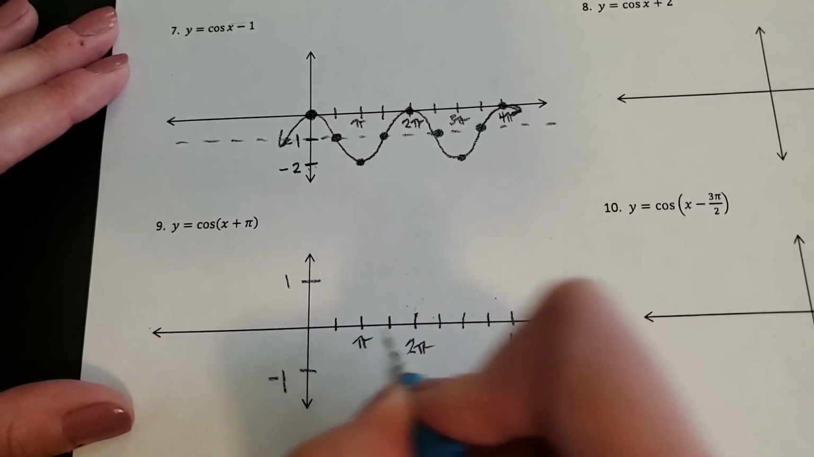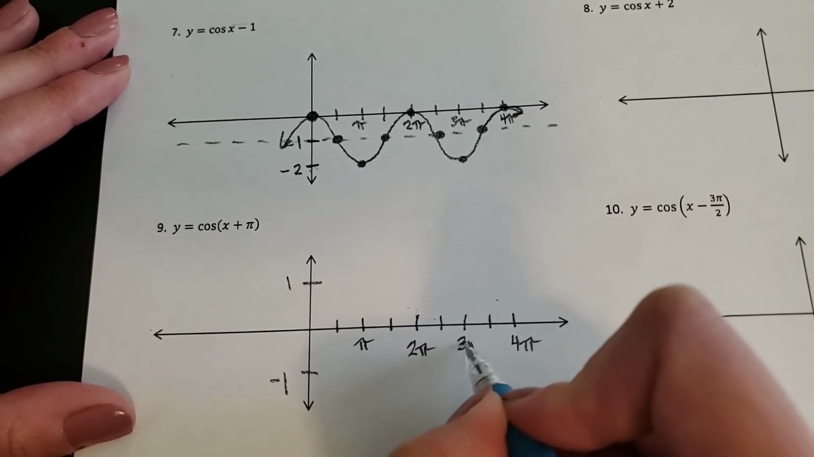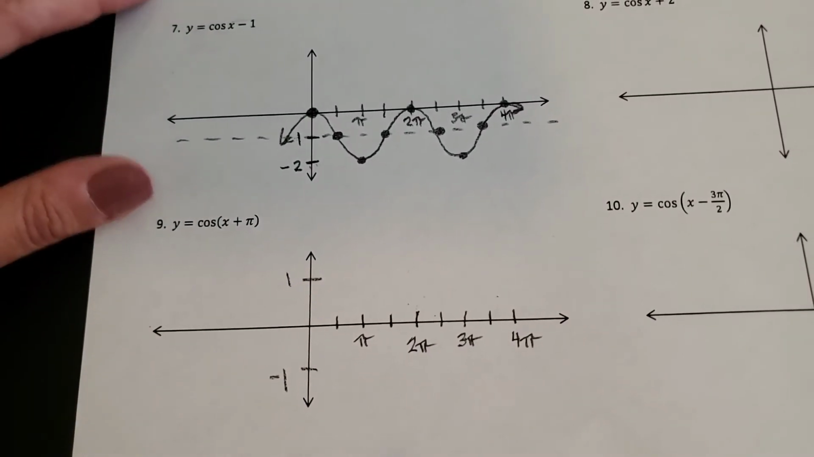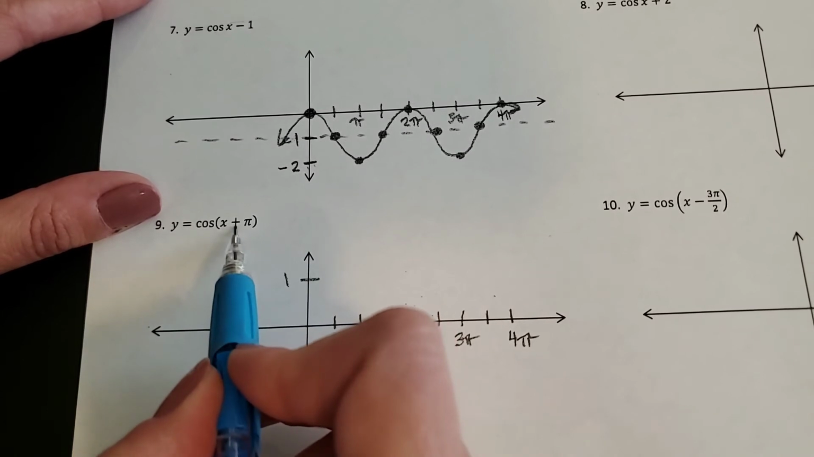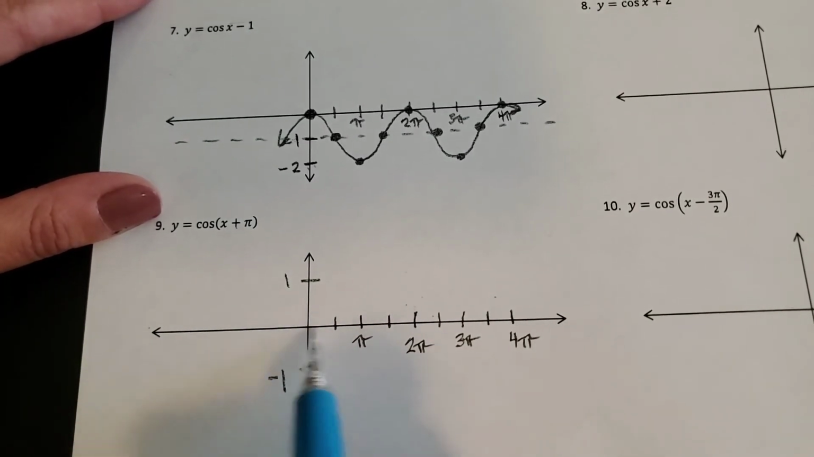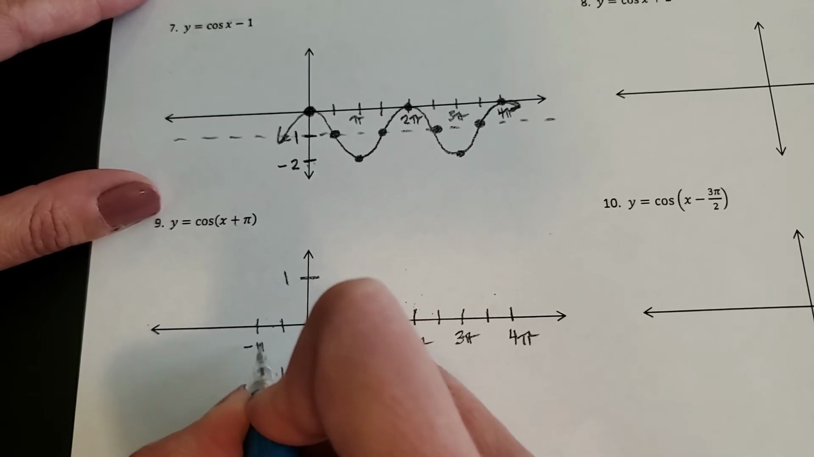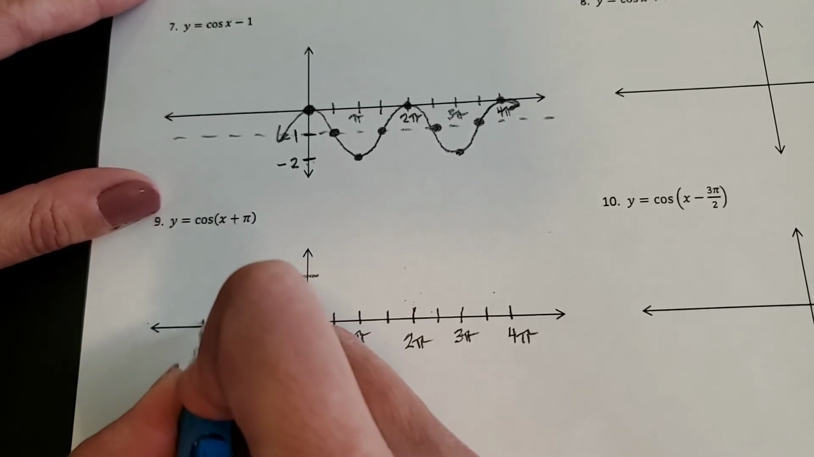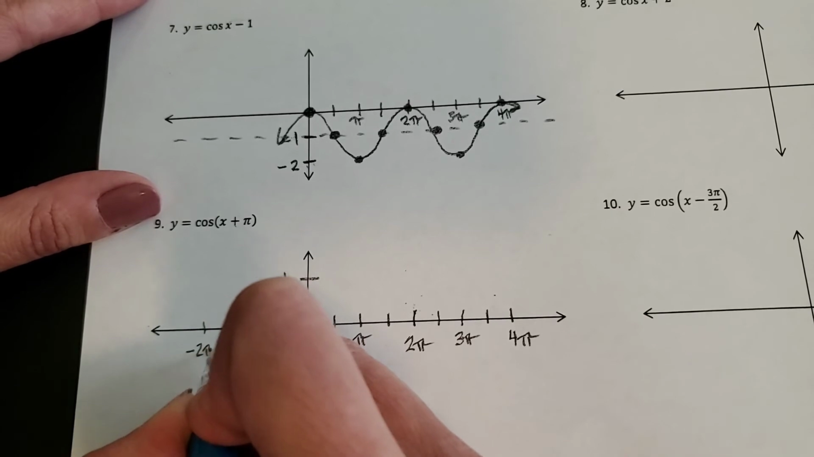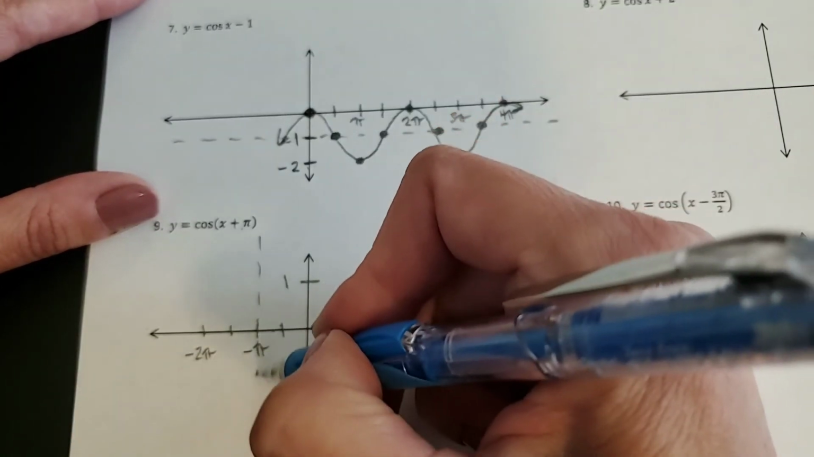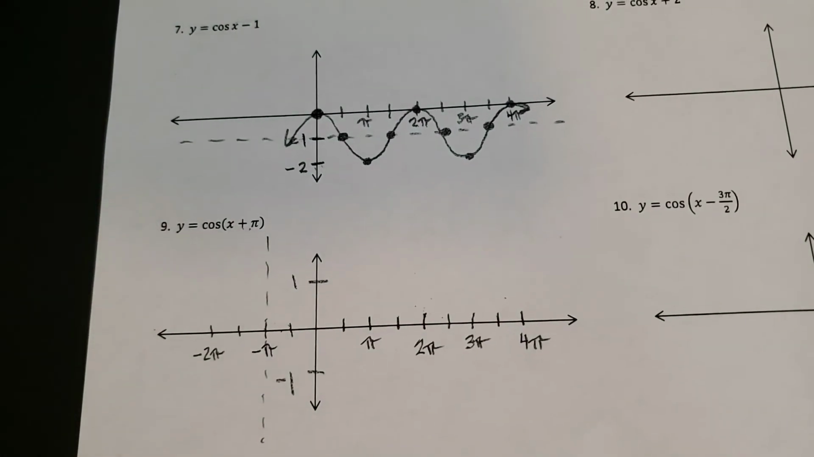So here's 1 pi, 2 pi, 3 pi, 4 pi. Sounds like a good Dr. Seuss book, something like that. But I am shifting to the left pi. I don't have any scaling over here, so I better throw some scaling in. Here's -pi. There's -2 pi. I'm shifting to the left pi. All right.